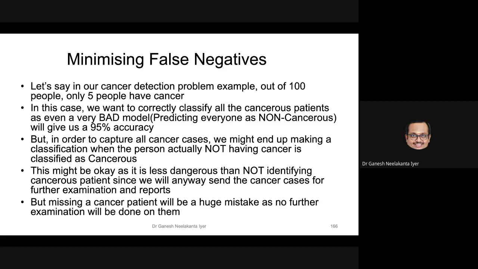So let's say in our cancer detection problem example, out of 100 people, only 5 people have cancer. Even a very bad model that classifies everyone as not having cancer will give 95% accuracy. But in order to capture all cancer cases, we might end up classifying a person who actually does not have cancer as cancerous. So let's take an example.